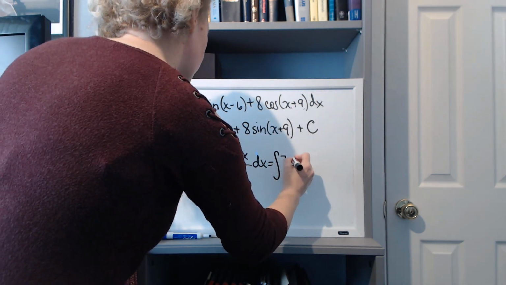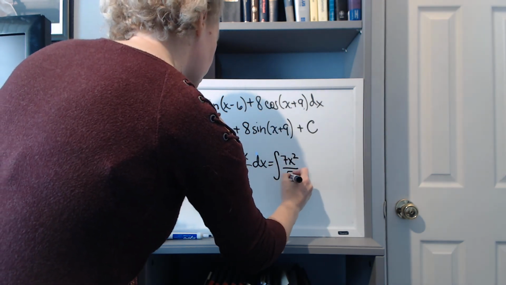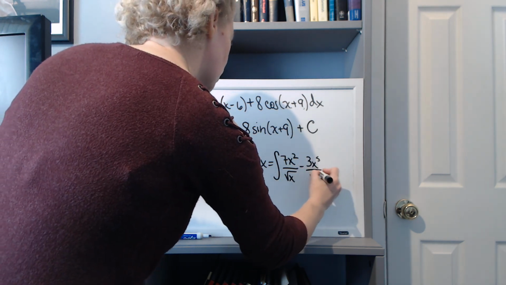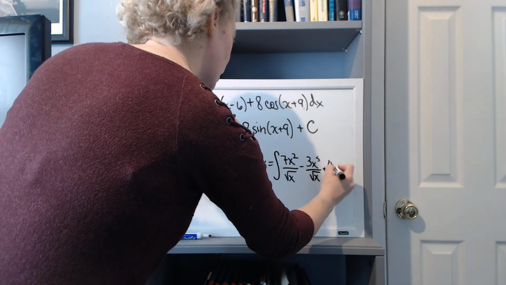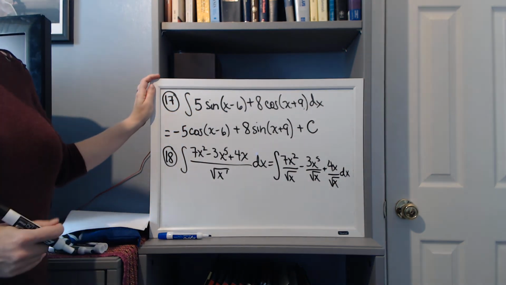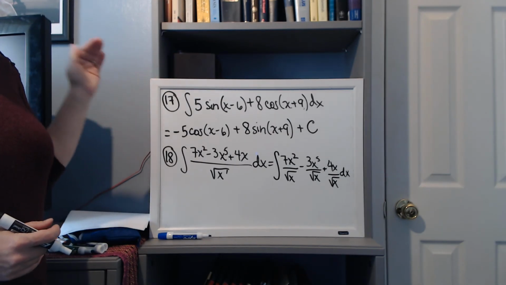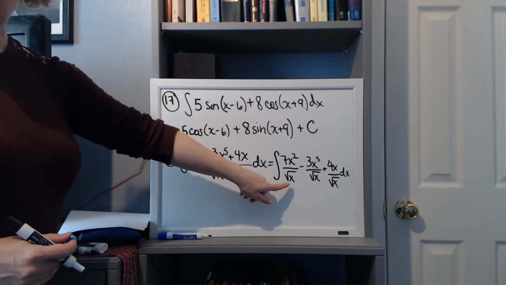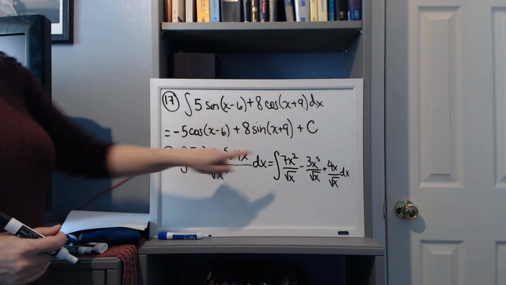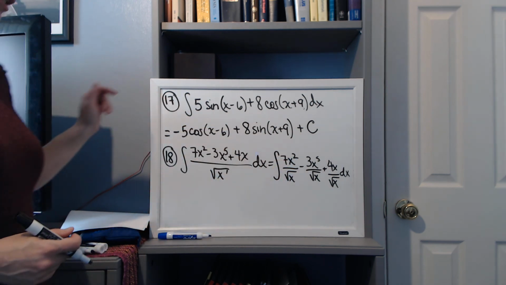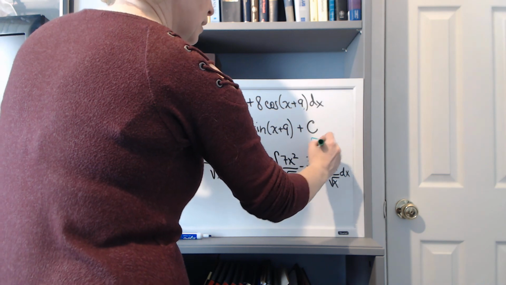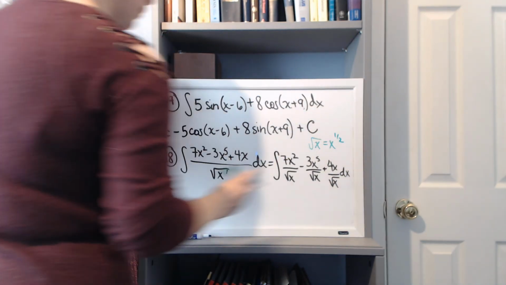So we're going to have the integral of 7x squared over square root of x minus 3x to the 5th over the square root of x plus 4x over the square root of x dx. All right. Now, the square root of x, we really want to be thinking of that in its exponential form so that we can simplify the powers.